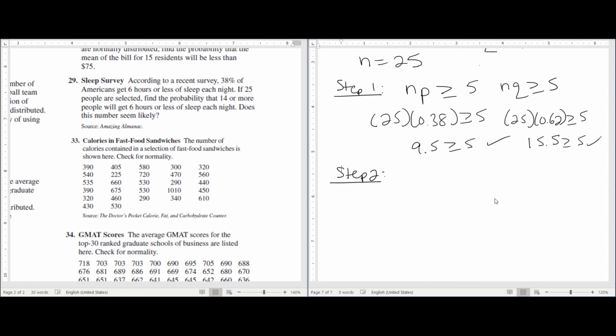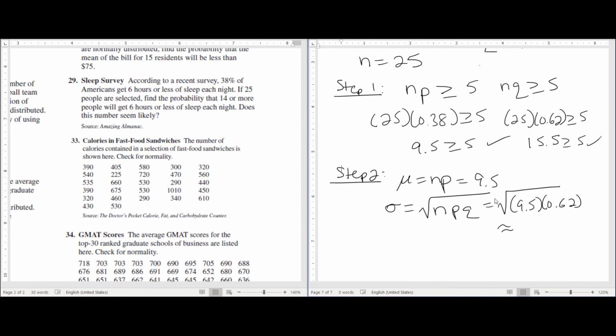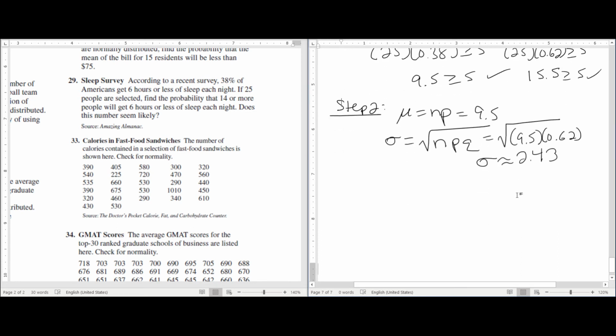So step 2, we want to determine the mu and the sigma. The mu we calculated was 9.5. And then we need to determine the sigma, which is the square root of npq. So np is 9.5 and q is 0.62. So we'll be able to get that number. You get 2.43. So that's our sigma. All right, so that takes care of step 2.